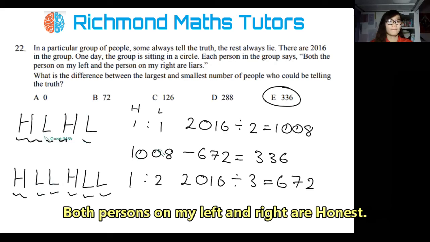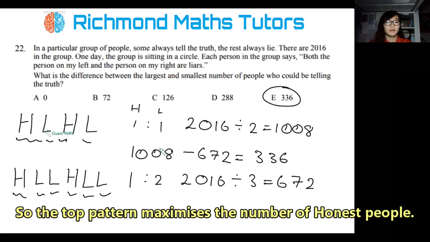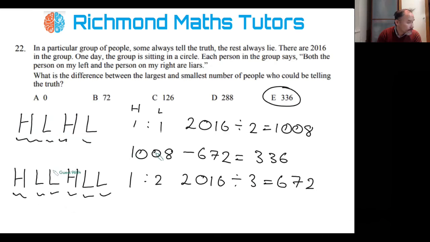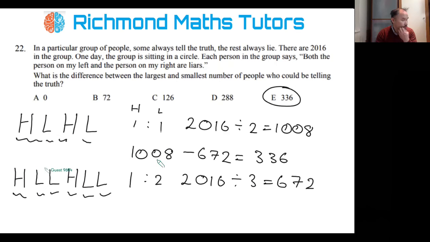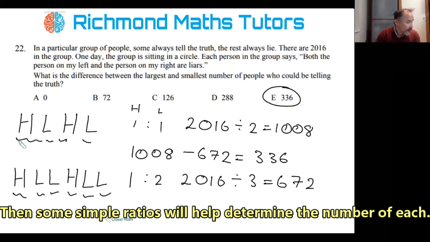So meaning that the honest person has 2 liars on both sides for the first pattern, and the liar has 2 honest people on both their sides. And in the second pattern, the honest person would have 2 liars on both sides, and the liar would have an honest person and a liar next to them. Right.